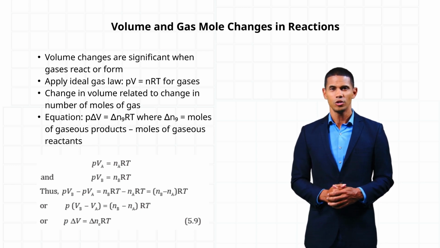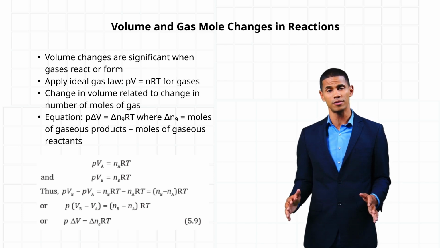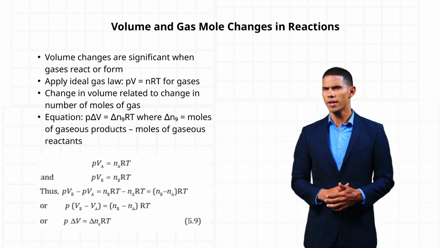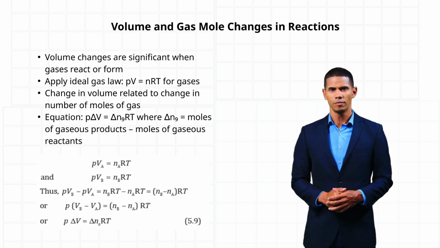Here, P is pressure, V is volume, N is the number of moles, R is the universal gas constant, and T is temperature. Equations 5.9 show this applied to gaseous reactants and products respectively.